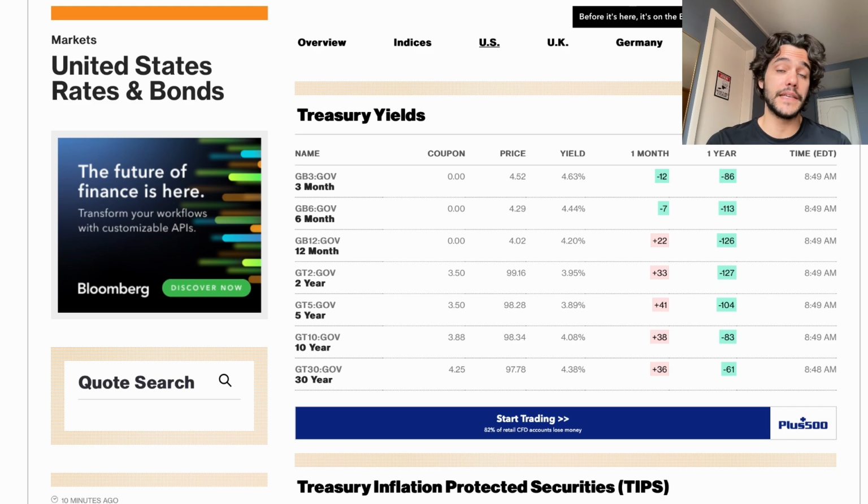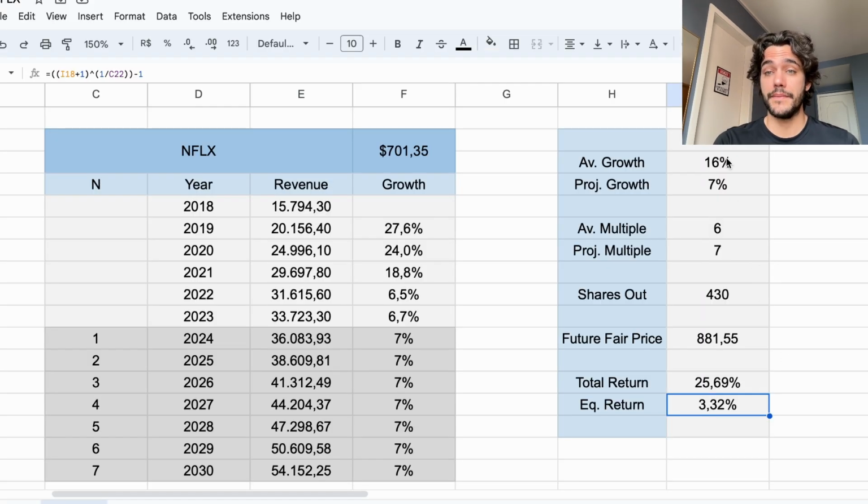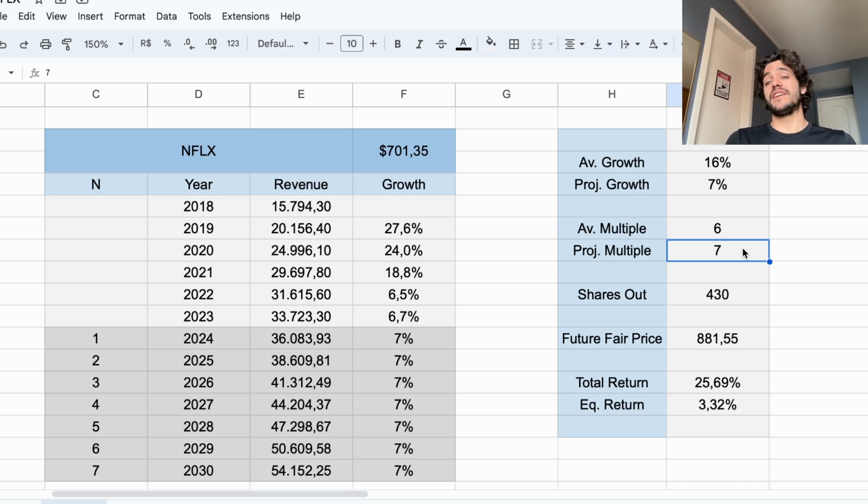Certainly not. Because if you invest in a 5-year treasury bond, you could actually get an even higher rate of return of 3.9%, as we can see here. So if you're counting on these premises, if you're counting on a 7% average growth rate and on a 7 times price to sales multiple in the future, well, it just doesn't make much sense to take on risk by buying this stock. It doesn't make sense to take on risk for a theoretically lower return than a treasury bond.